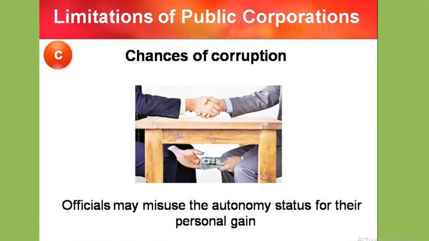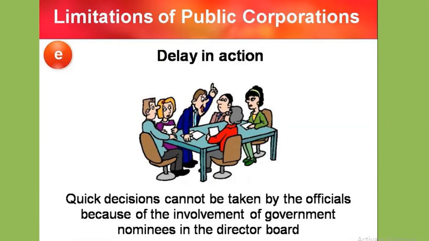Next is chances of corruption. Officials may misuse the autonomy status for their personal gain that are against the objectives of such enterprises. Next is delay in action. Government often appoints advisors to the corporation board, so quick decisions cannot be taken by the officials because of the involvement of government nominees in the director board. So these are the limitations of the public corporation.